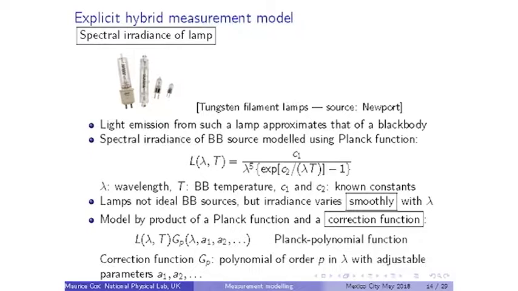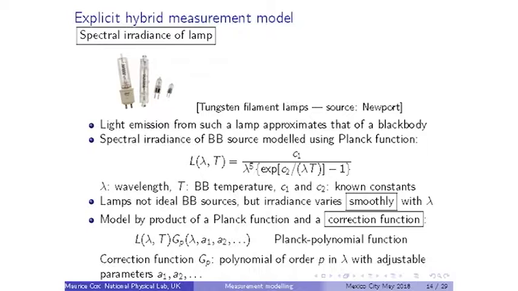We have the concept of a hybrid measurement model, and I give an example. Again, I worked on this project, the spectral irradiance of a lamp. The light emitted from such a lamp approximates that of a black body. It might approximate that of a black body well, it might approximate it rather poorly. The spectral irradiance of a black body source is modelled using the Planck function given in the middle of the screen there, where lambda is wavelength, T is the black body temperature, and C1 and C2 are known constants related in fact to the fundamental constants of physics.